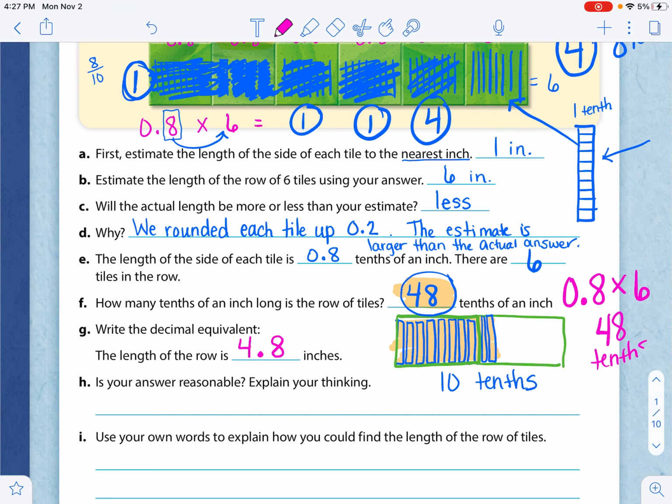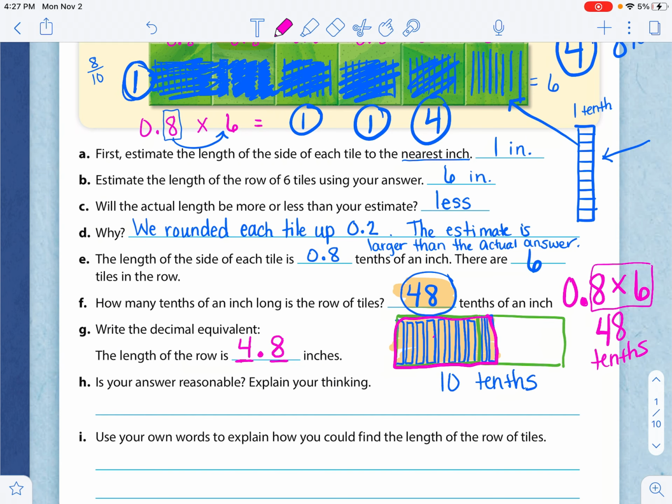But who in the world wants to walk around with, that's like having 48 dimes in your pocket. Who in the world wants that? Nobody. We want to switch those out. When you can make a group of 10, like we did right here, that gives you 1 whole, like 1 whole dollar instead of 10 dimes. So what we've got is we were able to make 4 wholes and 8 tenths. Interesting how the math fact is the same, but the decimal happens to be in between.